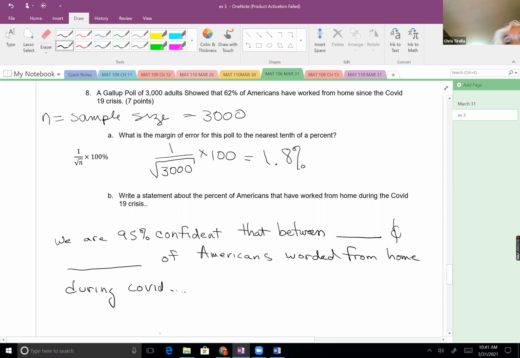Does everybody remember, in order to fill in those blanks, to get those values in between, I take the percent and I add and subtract the margin of error. So this first one would be the value that I get taking 62 minus 1.8, which would give me 60.2%. And the second one will be 62 plus 1.8, which would give me 63.8%.